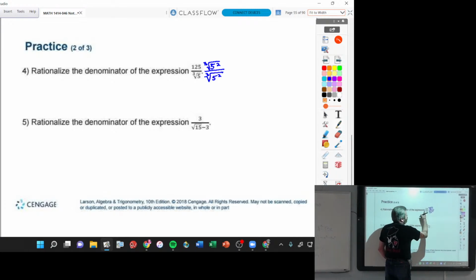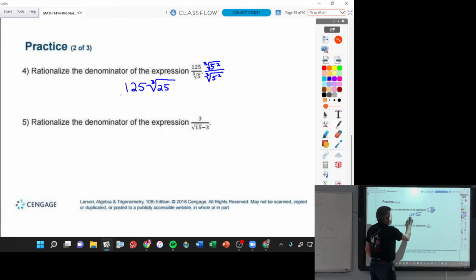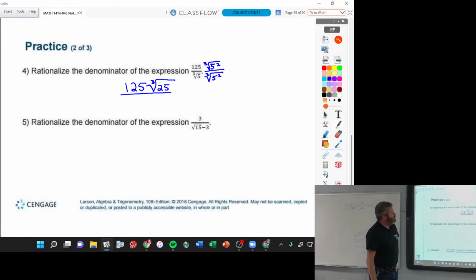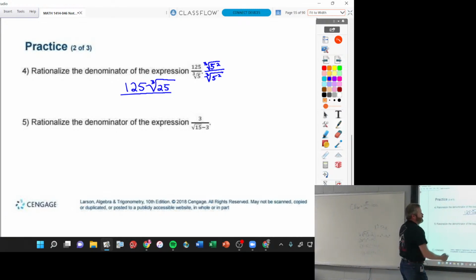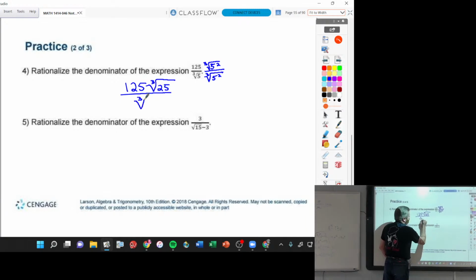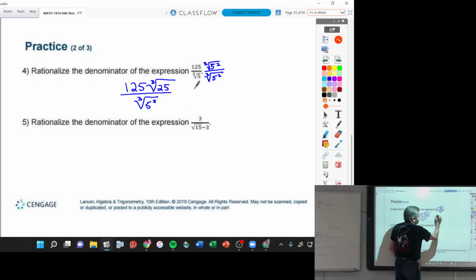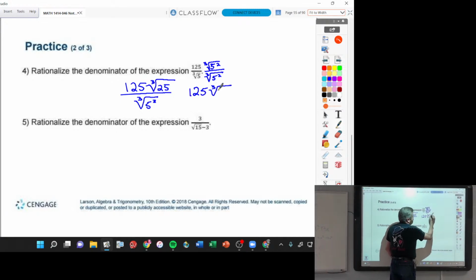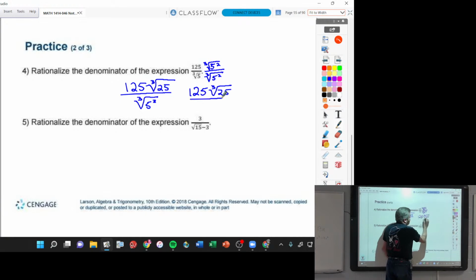So on the top, I have 125 times the cube root of 5 squared. Well, 5 squared is 25. I can't do anything with that. Divided by the bottom, I have the cube root of 5 times the cube root of 5 squared, which is the cube root of 5 cubed, which is going to give me a 5. So I now have 125 divided by 5.